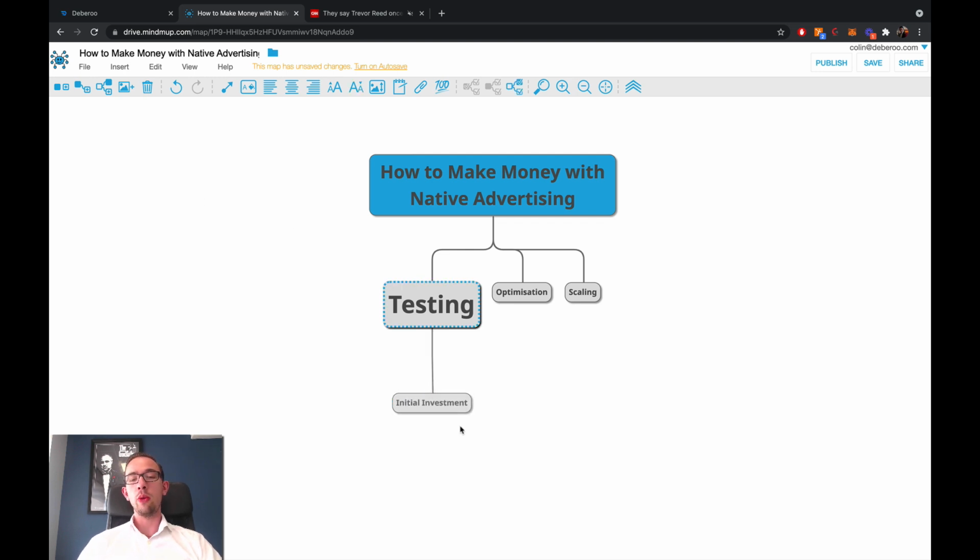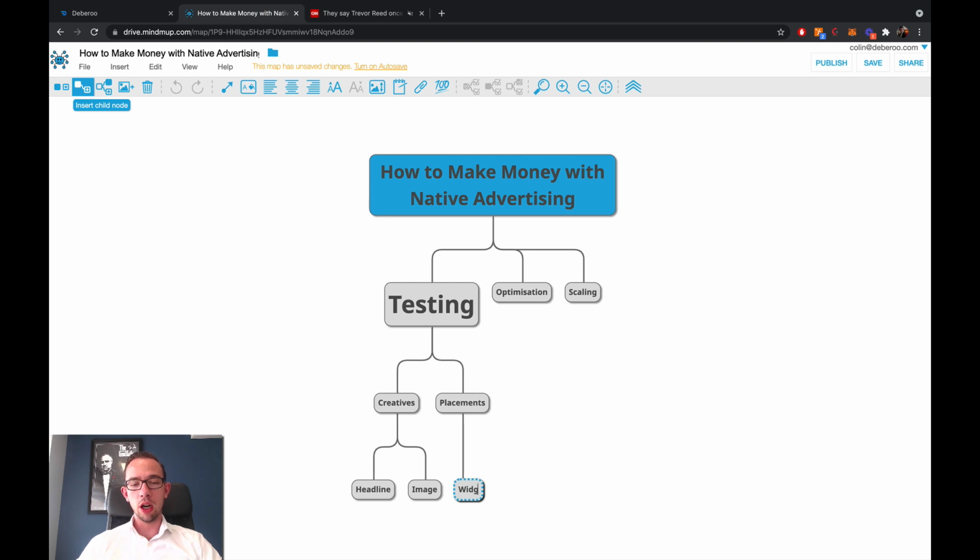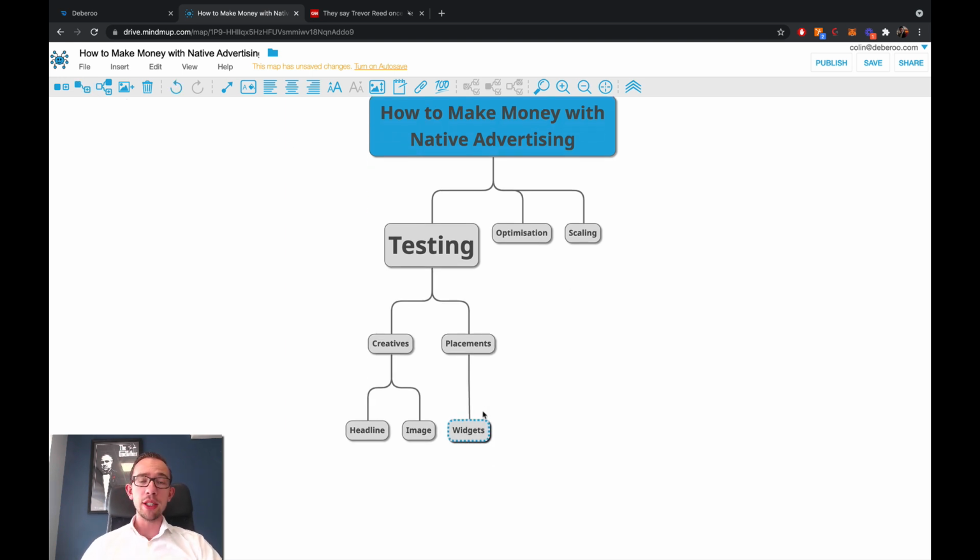We work with 2 components on native ads. We work with the creatives in the testing phase, and we work with the placements. So the creatives are 2 elements. It is headline most often, and it includes an image, right? And the placements are the widgets, right, where the traffic is coming from, the websites that you're purchasing from.